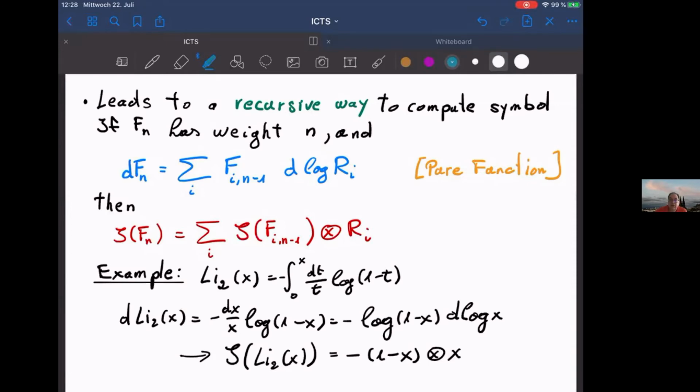So that's all I wanted to say about symbols. Are there questions before we move on and discuss some applications related to amplitudes? Okay. Don't see any questions in the chat. I don't see raised hands, so I guess we can move on.